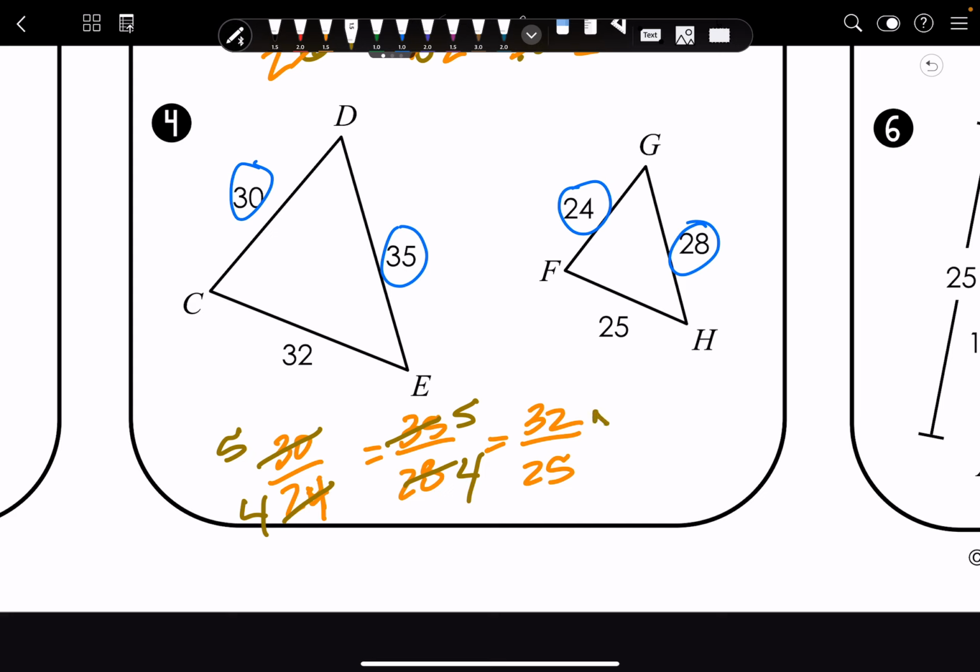Now, that's not going to be the case here. In fact, 32 and 25 don't have any factors in common because the factors of 25 are just 1, 5, and 25. So for this one, no, it's not going to be the case, and that's because triangle CDE is not similar to triangle FGH. So we're going to do the similar sign, but then put a line through it. That's what that means. You can also just type out "is not similar to," or write it out.